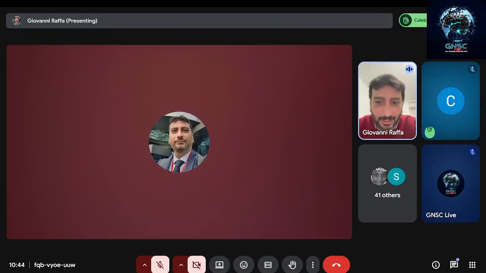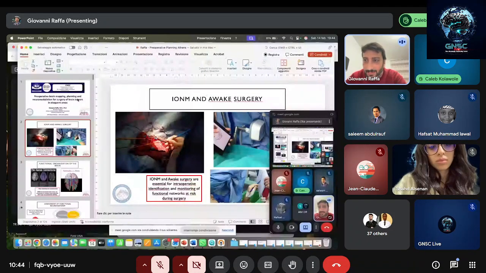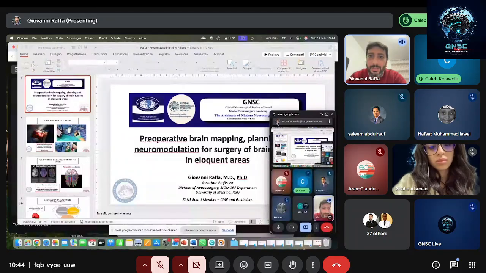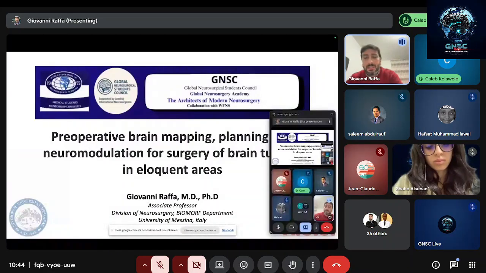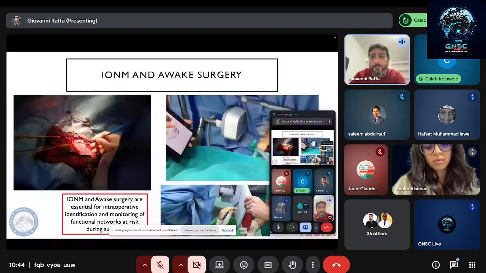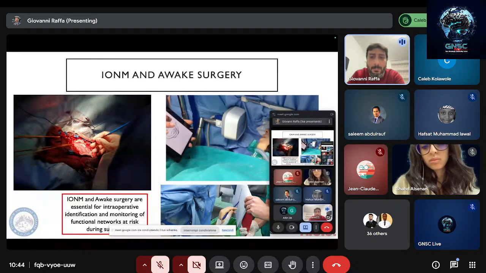My presentation will be less interactive. I want to talk about my experience in using preoperative mapping and planning, and even neuromodulation, for surgical brain tumors located in eloquent areas. We already saw during the surgery shown by Professor Abdulrauf that awake surgery is the gold standard when we want to map and monitor functions, the motor function and language function, during surgery.